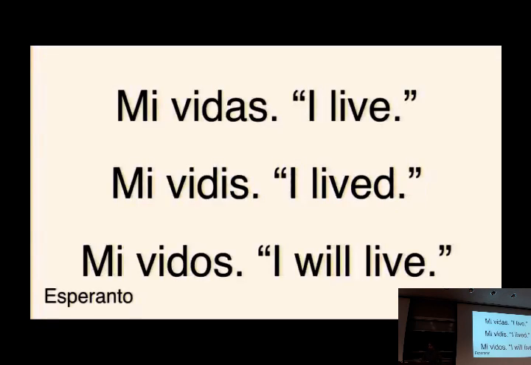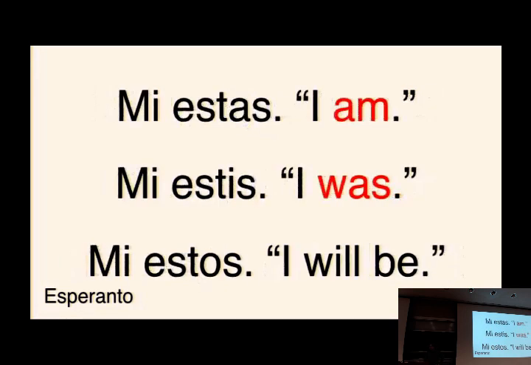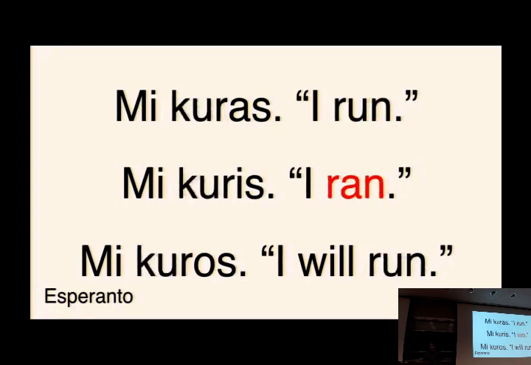Anyway, so here's Esperanto, on the left there. So mi vidas, I see, mi vidis, I saw, mi vidos, I will see. That's a little verb paradigm with English on the right. Now let's keep going. Everything that's in red is irregular. Mi manĝas, mi manĝis, mi manĝos: I eat, I ate, I will eat. Here's English again for to be, our super irregular verb, and Esperanto mi estas, mi estis, mi estos. And here's run: mi kuras, mi kuris, mi kuros. So you're like, okay, well, that's a little different.